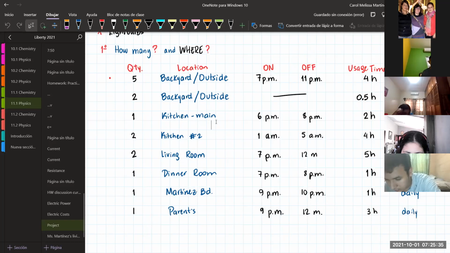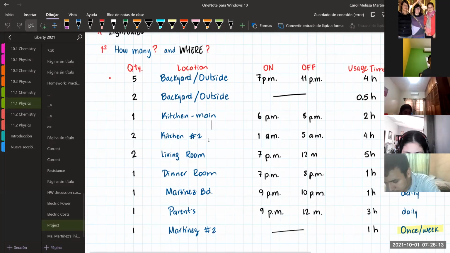I have one light bulb in my second bedroom, number 2. But this one, let's say, is on for 1 hour, and this happens to be once per week because I barely use the other bedroom. Only when I have visitors, we use this bedroom, and that happens to be about once per week.